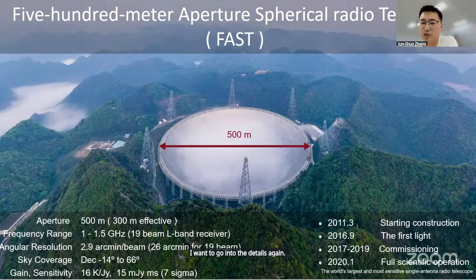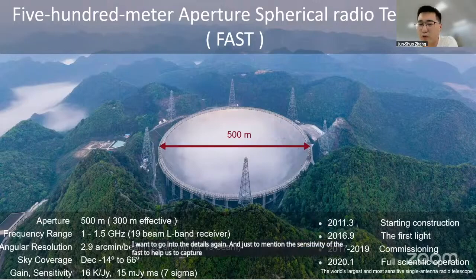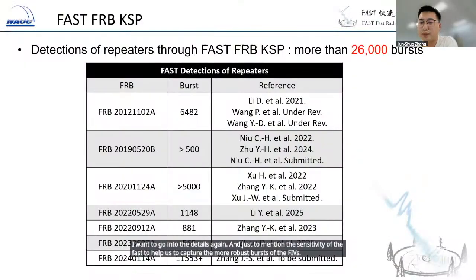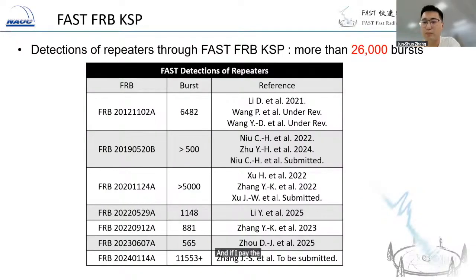I'll just mention that the sensitivity of FAST helps us capture more bursts from FRBs. The FRB Key Science project is one of the major large programs at FAST. So far, it has detected over 26,000 bursts. Here are some active repeaters, and the work I'm presenting here is based on about half of them.